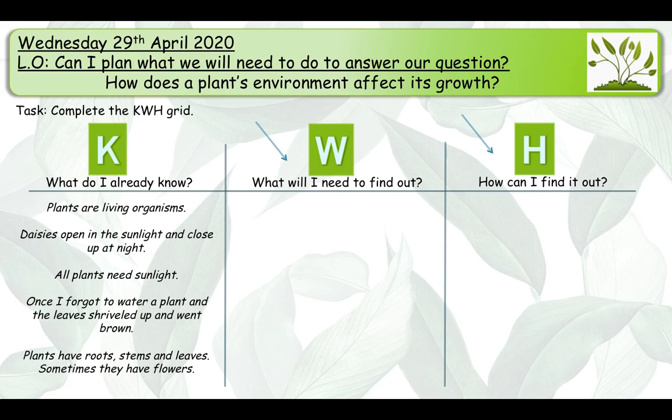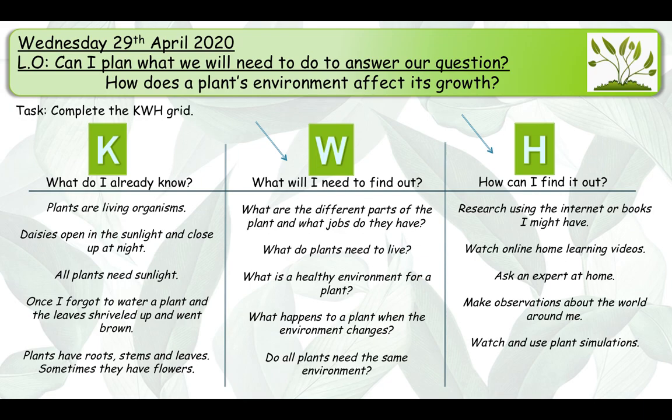Okay, here are some of my answers. Things I think we'll need to find out are: what are the different parts of the plant and what jobs or functions do they each have? What do plants need to live? What's a healthy environment for a plant? Or what's an unhealthy environment for a plant? What happens to a plant when the environment changes? And finally, do all plants need the same environment?